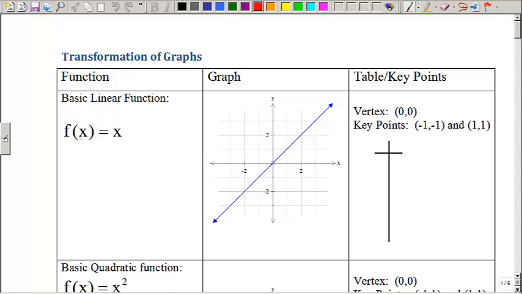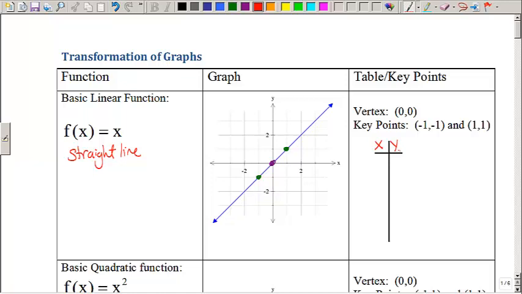The parent function is f of x equals x. Notice there's no squared, there's no square root here. It's just an x variable with no exponents. This produces a straight line. And this function, y equals x, you can see here on the graph, it's got a vertex at 0, 0. It's got some key points at 1, 1, and negative 1, negative 1.